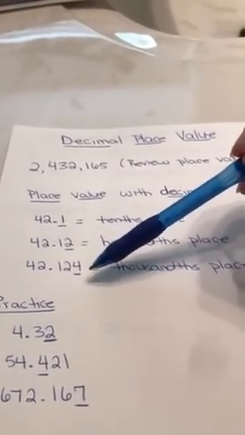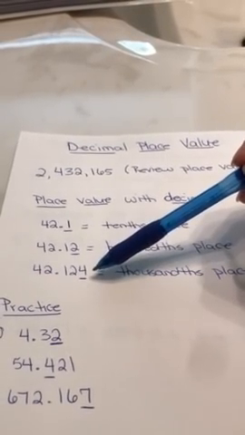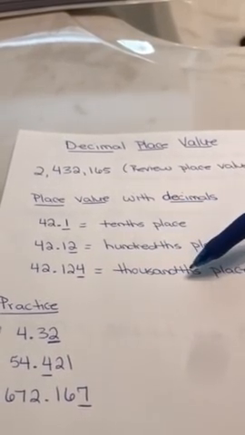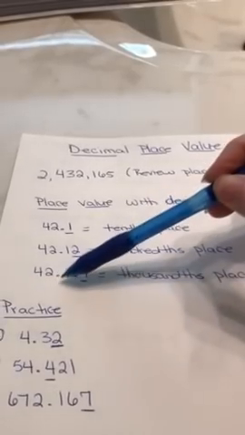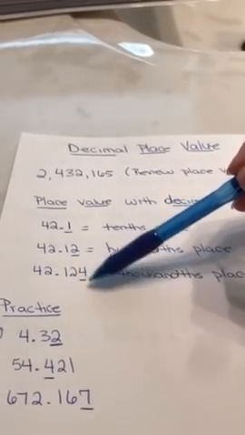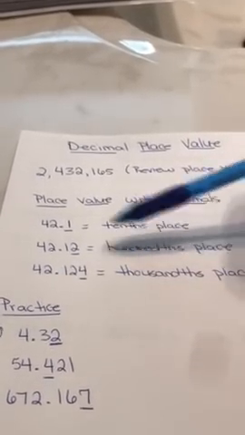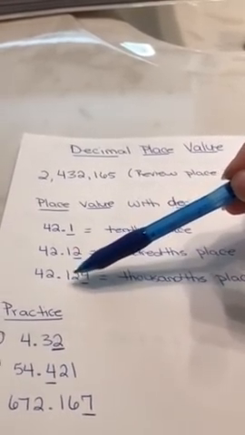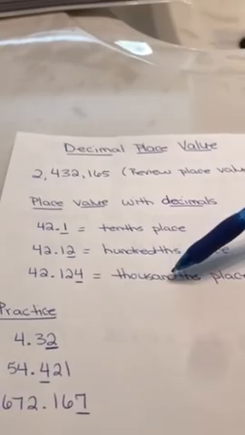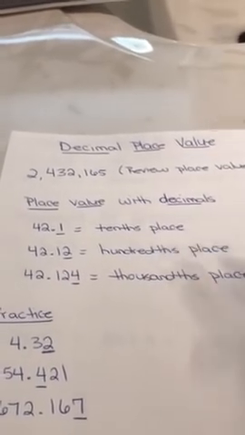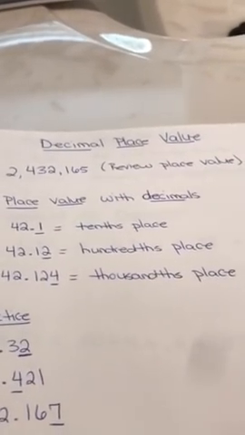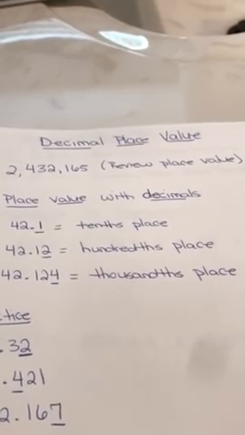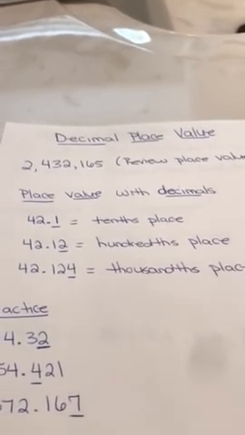Moving on. The last place value that we go in 4th grade is your thousandths place. So notice you have a decimal. It's going to be that third place after your decimal. I would say 42 and 124 thousandths. Again, you guys are used to knowing ones, tens, hundreds, 10,000s, 100,000s, and millions.